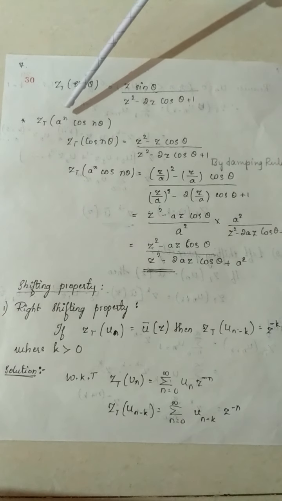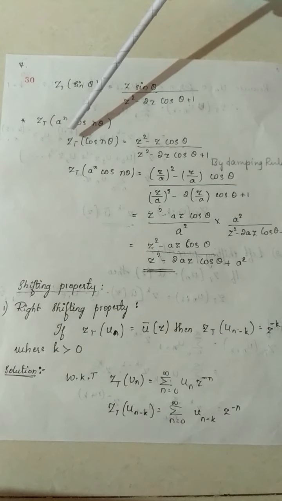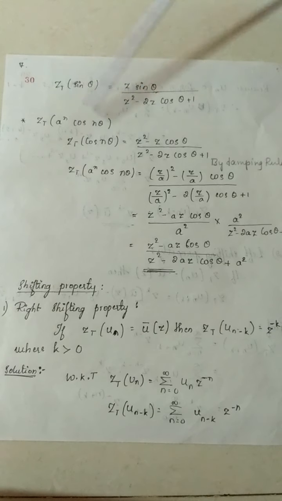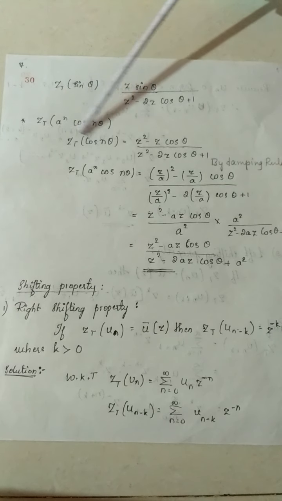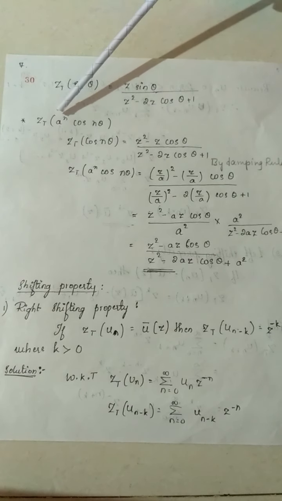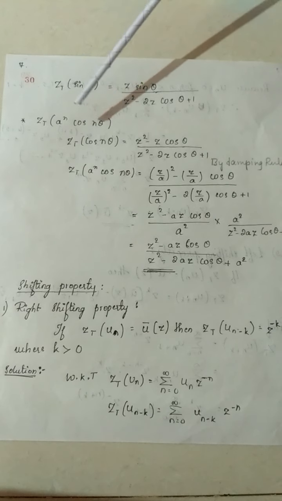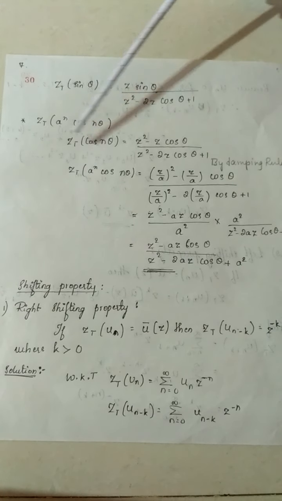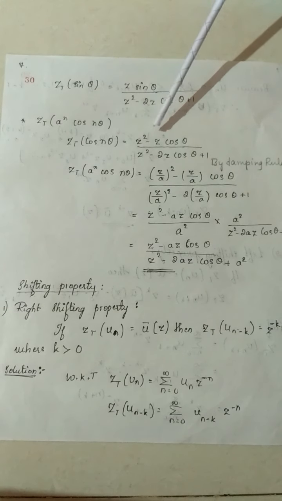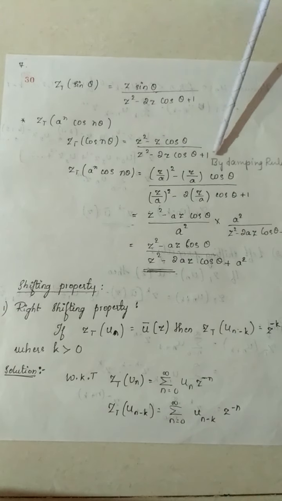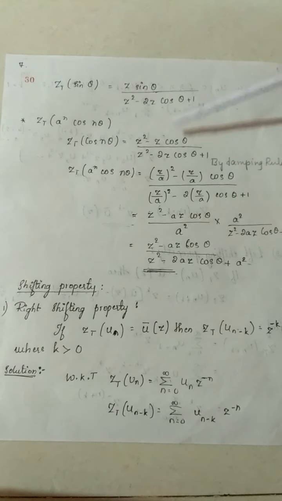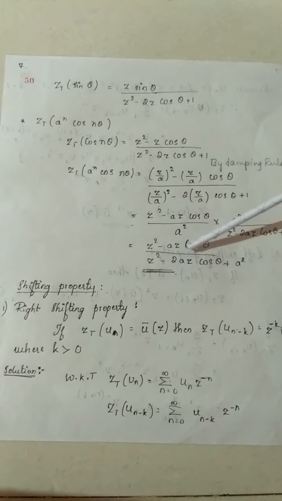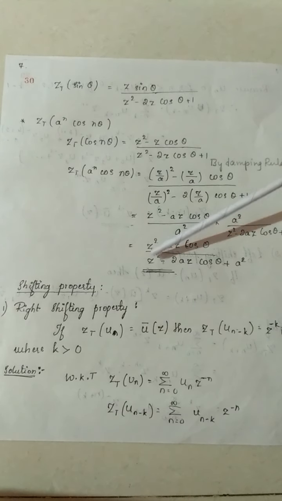Now let us find the Z transform of a to the power n cos n theta. This we will obtain using damping rule. It is nothing but Z transform of a to the power n into un. First let us find Z transform of un. In that our un is cos n theta. In that replace z by z upon a. So Z transform of cos n theta just now we have obtained, it is z square minus z cos theta upon z square minus 2z cos theta plus 1. Now in this result replace z by z upon a. Then simplify numerator and denominator, you get the answer z square minus az cos theta upon z square minus 2az cos theta plus a square.